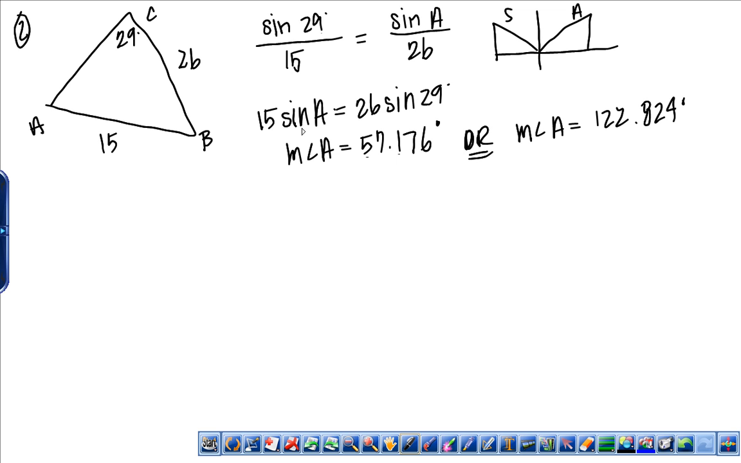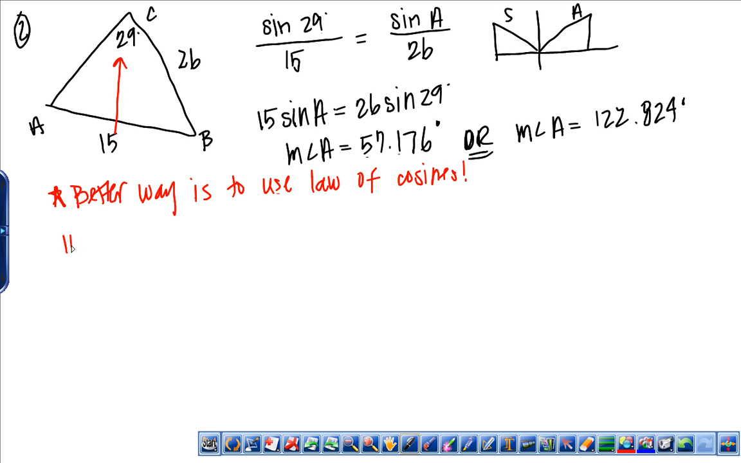Okay? Also, that is angle A, but in order to find angle B, you're also going to have to subtract for this one and this one to find the other solutions. The better way is to use the law of cosines. I would start with 15 squared. You don't have a b, which is okay. So 15 squared equals b squared plus 26 squared minus 2 times your b value times 26 cosine of 29 degrees. Okay, I would move my 15 over.